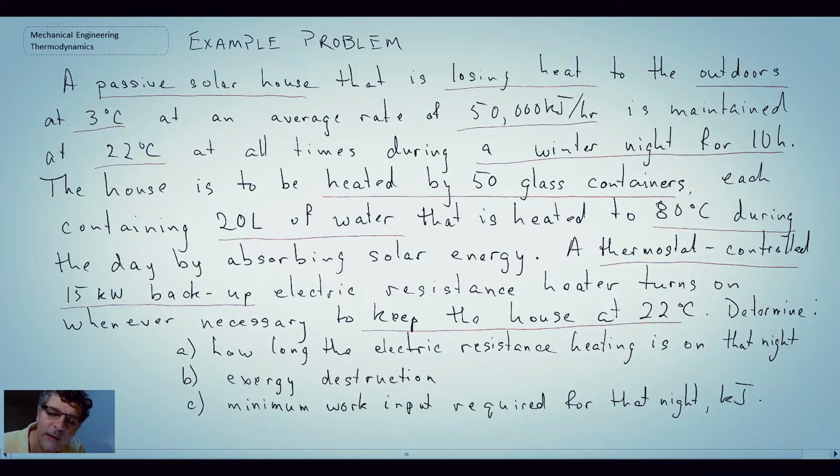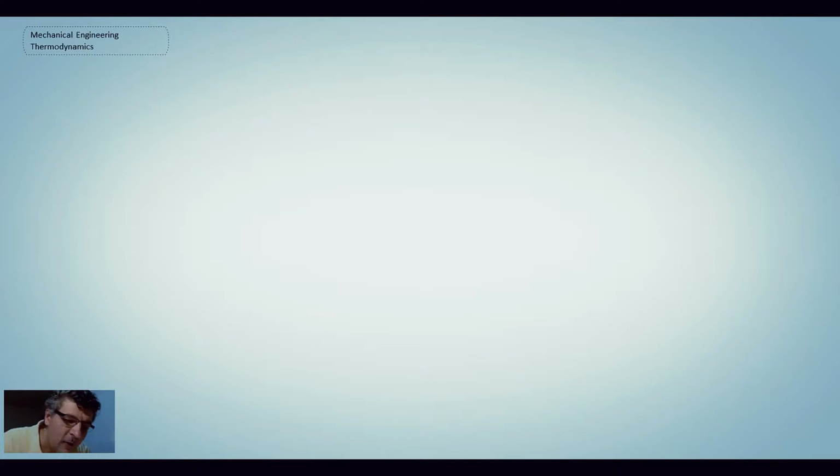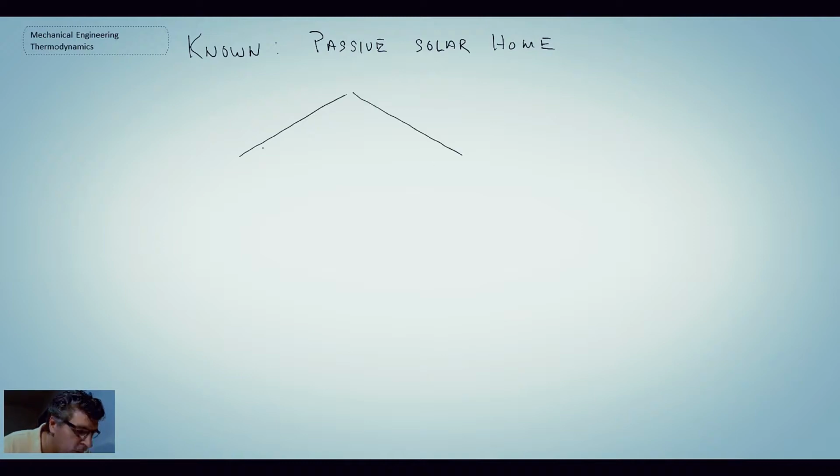We'll begin like we begin all of the other problems by writing out what we know, and then we'll go from there. What is known is we're dealing with a passive solar home. So I'll sketch out the house, and within the house, we have a container, and that has water in it.